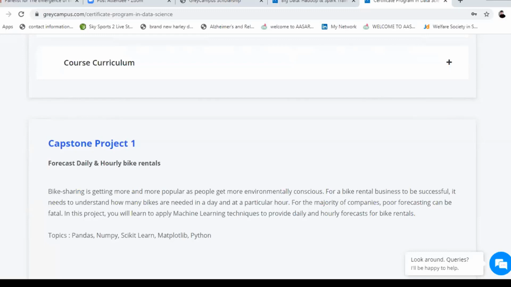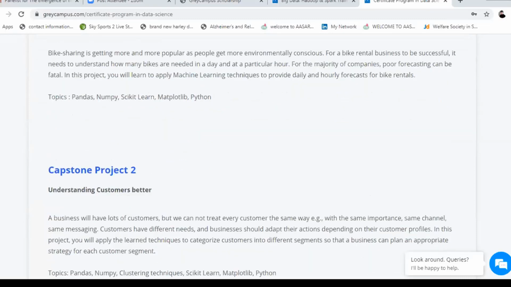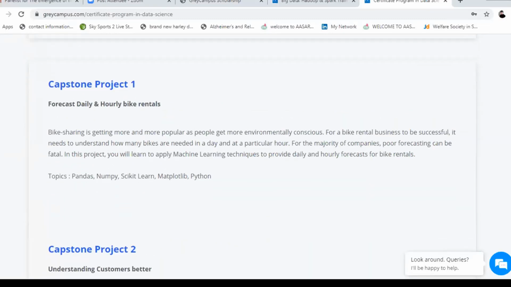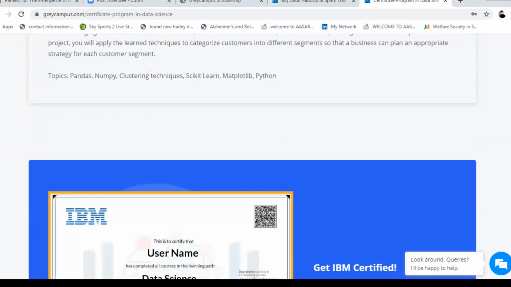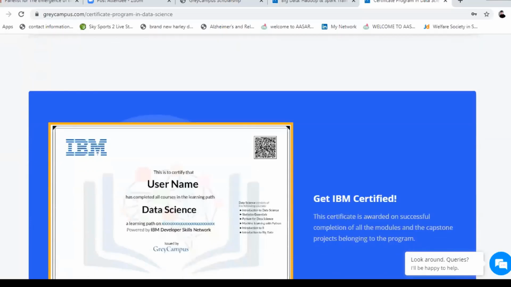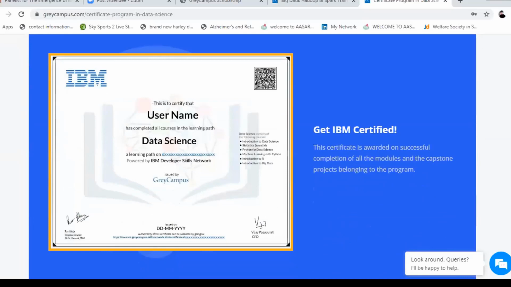Not only this, but the program also has two capstone projects, like this one, as you can see. With these capstone projects, you'll be gaining real life based situations to gain practical knowledge. This training is a blend of self-paced courses and instructor-led courses, and you'll also get 6 months access to it. Upon successful completion of this course, you'll be getting an IBM certificate on both individual level and course level, and also a Grey Campus certificate as well.